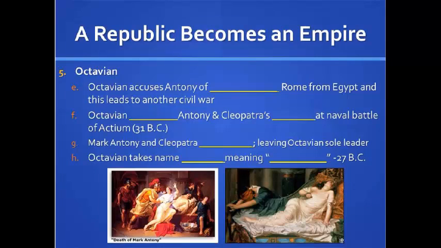Octavian eventually accuses Antony of plotting to rule Rome from Egypt, and this leads to another civil war. Again, this is probably just a strategy used for Octavian to get sole and total power. If he gets rid of his rivals, he's the only one left, and he rules. Octavian defeats Antony and Cleopatra's forces at the naval battle of Actium in 31 BC. Mark Antony and Cleopatra commit suicide, leaving Octavian the sole ruler. I guess it was probably better for them to commit suicide or be executed. Octavian ends up taking the name Augustus, meaning exalted one, in 27 BC.